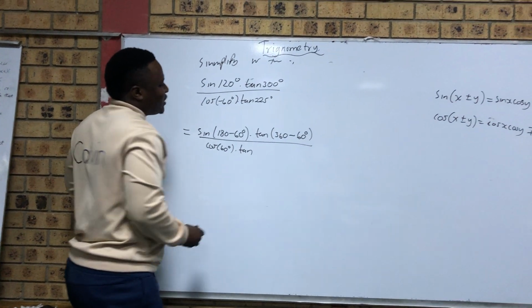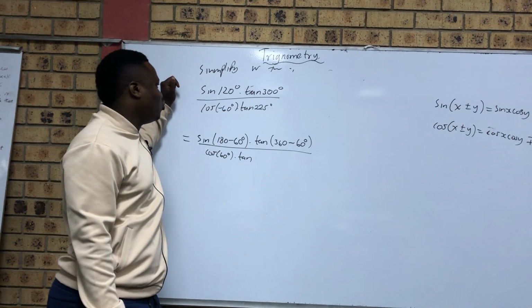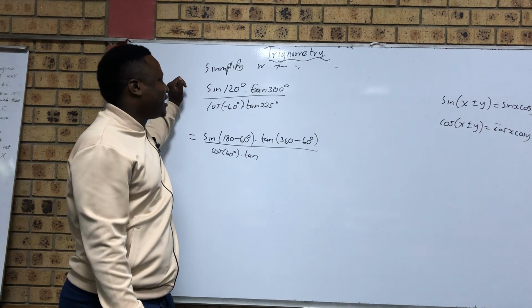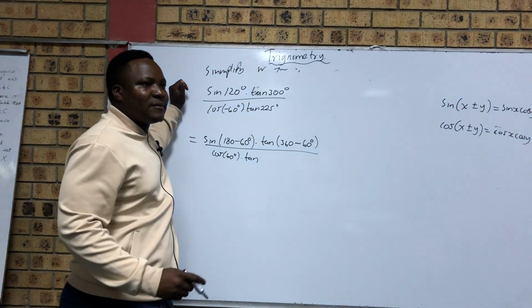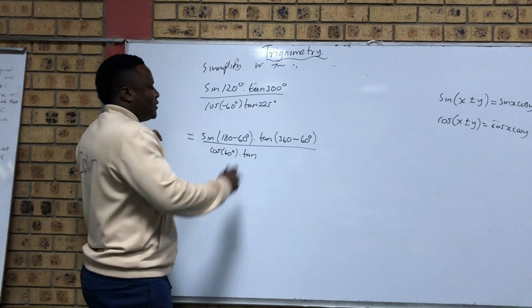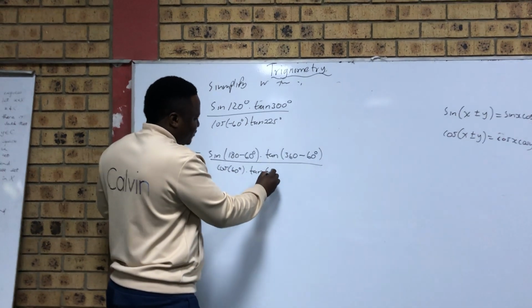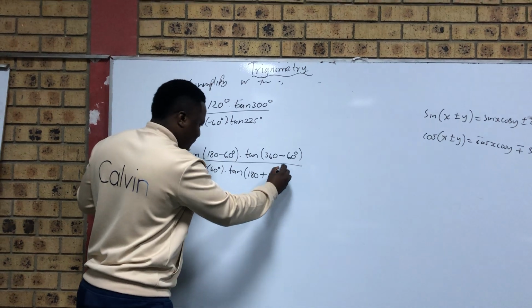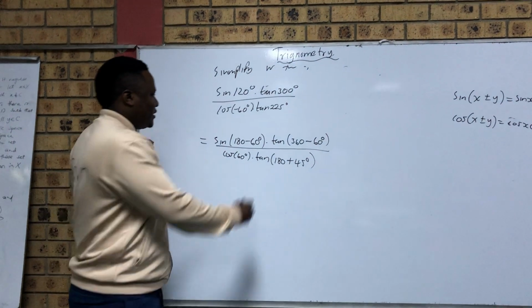Now let's check tan. Where is this number found? 225. 225 is found in the third quadrant. And then in the third quadrant, we have 180 plus. We have 180 plus 45. It's 180 degrees plus 45.